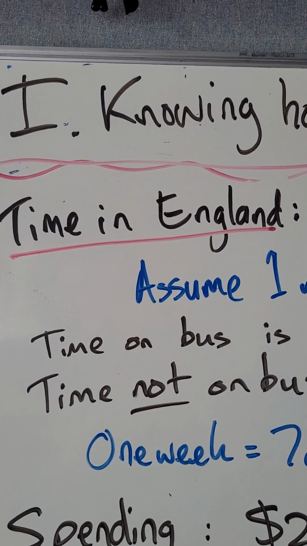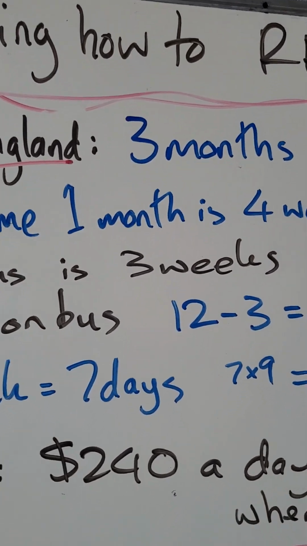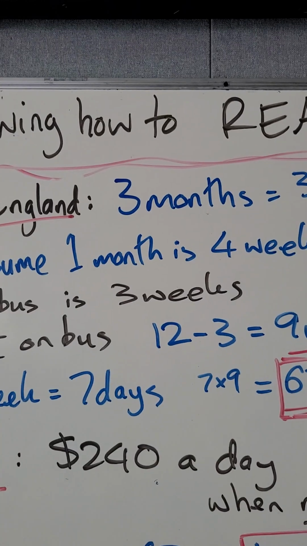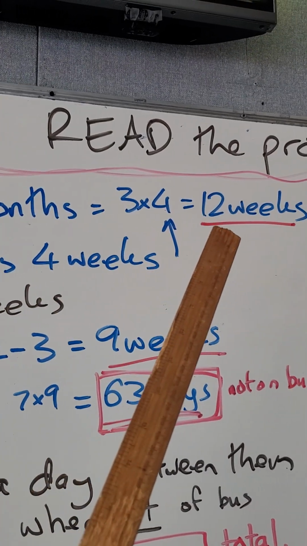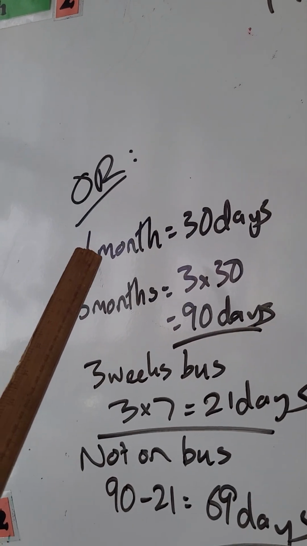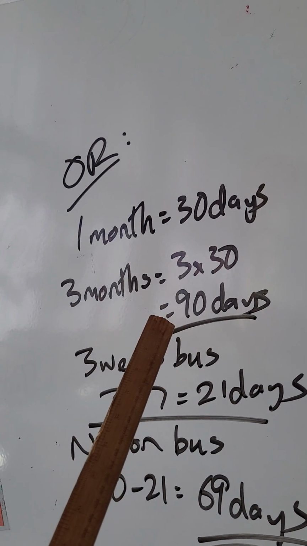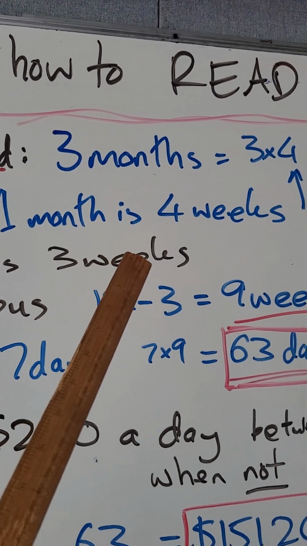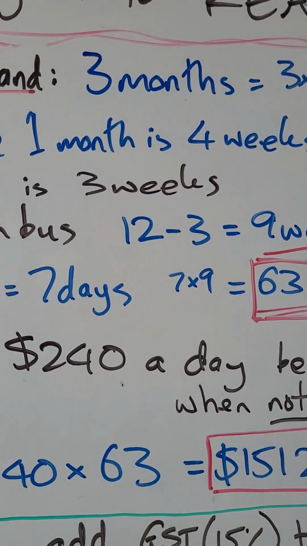For example, the time in England is 3 months. I've assumed that 1 month is 4 weeks, right? Sorry about that shakiness. 1 month is 4 weeks. So if I do that, 3 times 4, that's going to be 12 weeks. I could have assumed that 1 month is 30 days. So 3 months is 3 times 30, so that's 90 days. So it's a bit different. But because I've assumed 1 month is 4 weeks, it's 12 weeks.